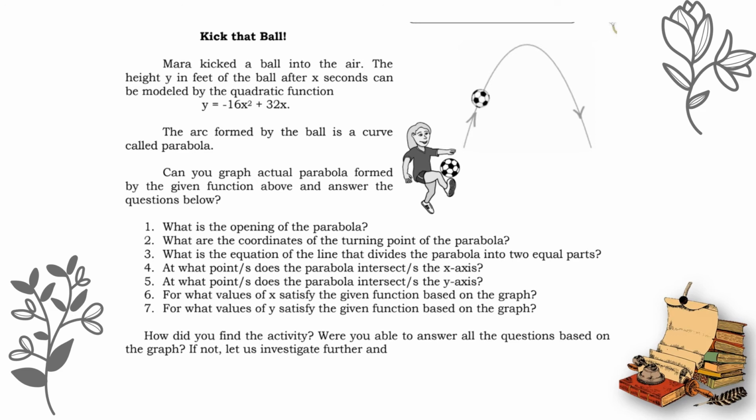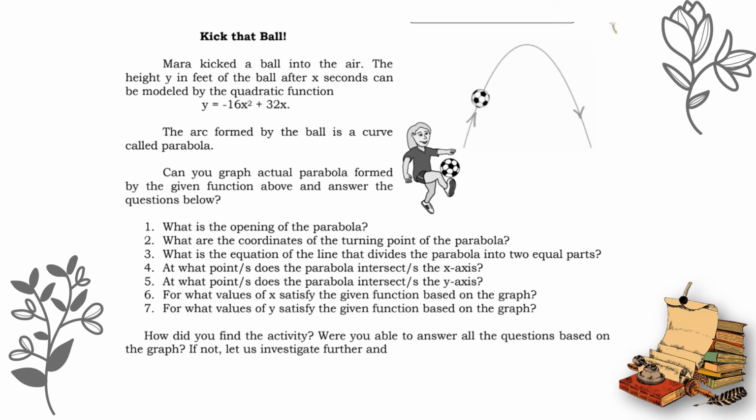So, by review of graphing quadratic functions, let's have here a real-life situation. Kick that ball. Maria kicked a ball into the air. The height y in feet of the ball after x seconds can be modeled by the quadratic function y is equal to negative 16x squared plus 32x. So, the arc formed by the ball is a curve shape, and that is what we call the parabola. So, can you graph the actual parabola formed by the given function above and answer the different questions?